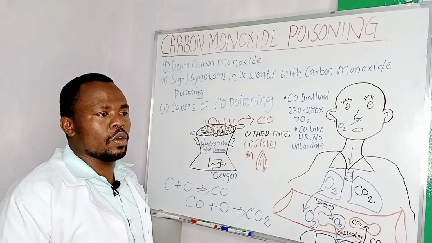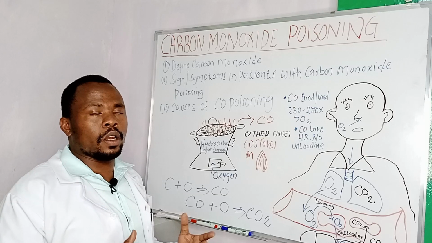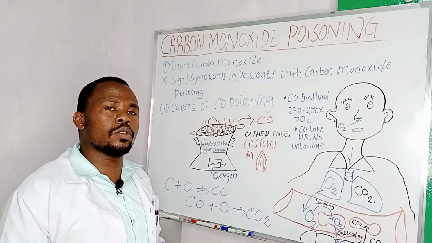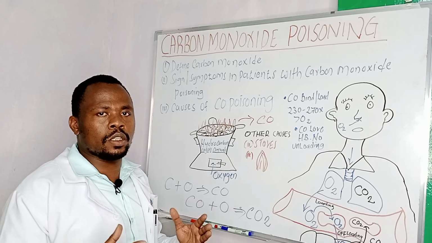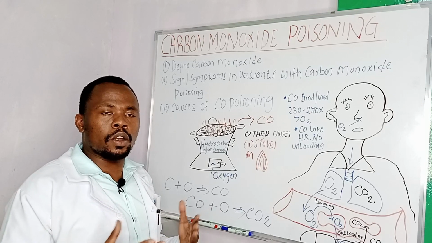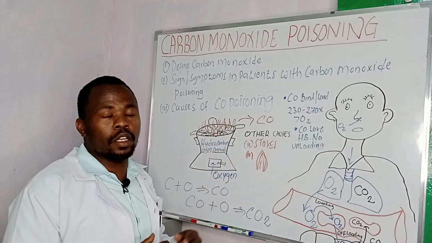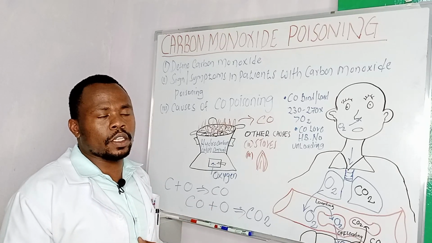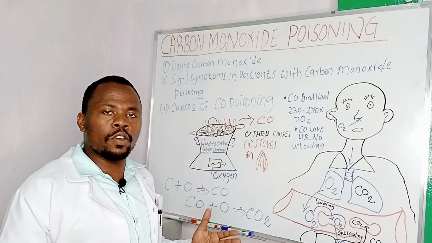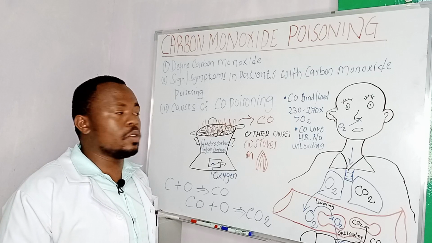In case you put a jiko or a charcoal grill in your house, and maybe you have locked the door, the windows, all the ventilations, there is poor ventilation in your house, and air cannot circulate, oxygen cannot get in, this carbon monoxide cannot get converted into carbon dioxide. Carbon dioxide is not toxic. Normal levels of carbon dioxide cannot kill you, but carbon monoxide will kill you.